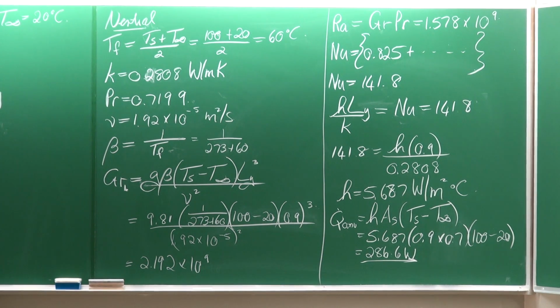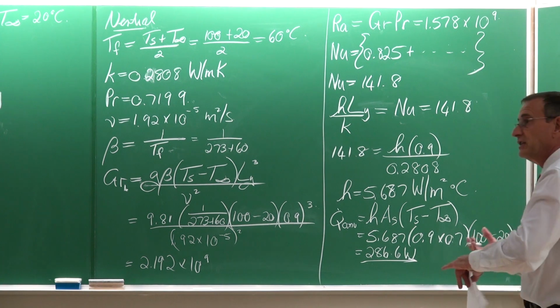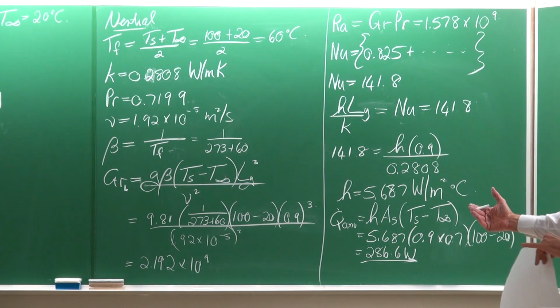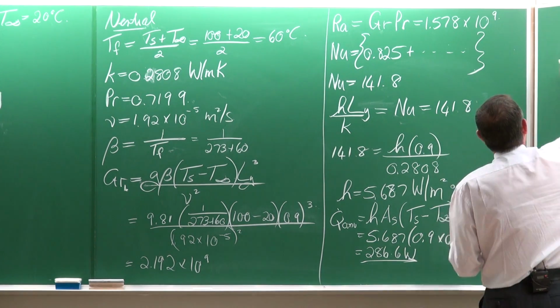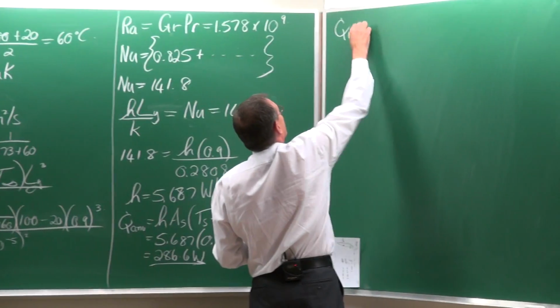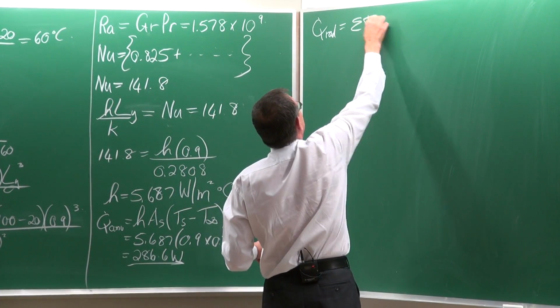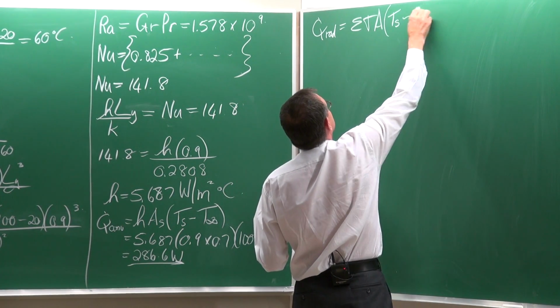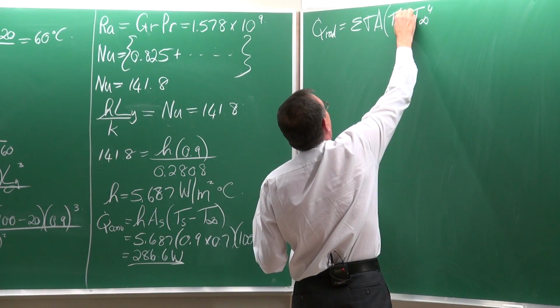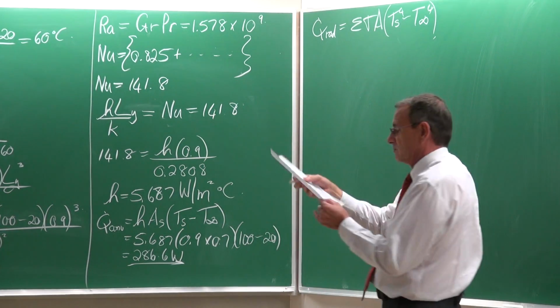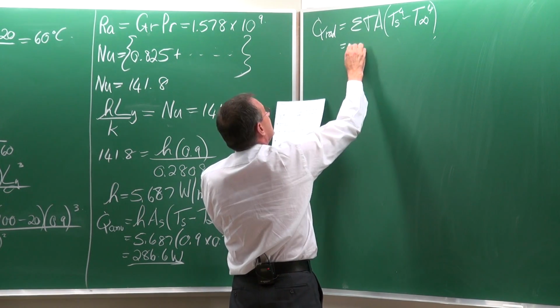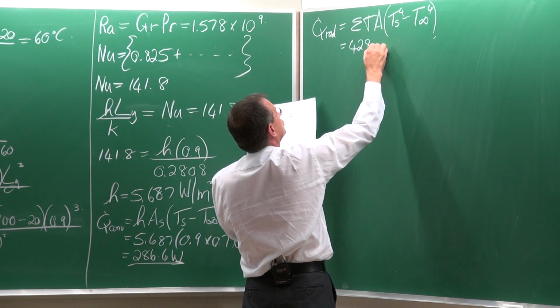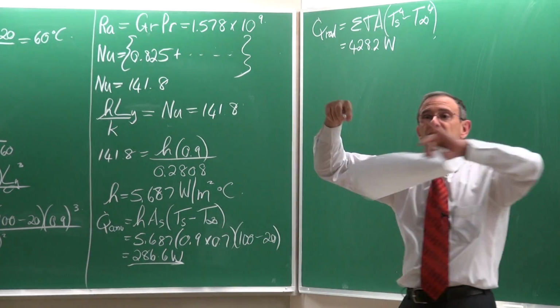Is that the total heat transfer rate from the plate? Answer is no, because in the previous lecture, I showed you how important radiation heat transfer is, especially with these types of problems. We do not have time to go and calculate it, but if you calculate the radiation heat transfer as the emissivity multiplied by the Stefan-Boltzmann constant multiplied by the surface area multiplied by Ts to the fourth minus T infinity to the fourth, remember it's in Kelvin, then you'll see that the radiation heat transfer rate is equal to 428.2 watts. That would be with an emissivity of 1.